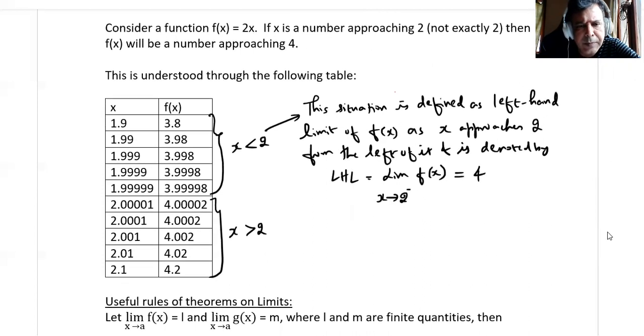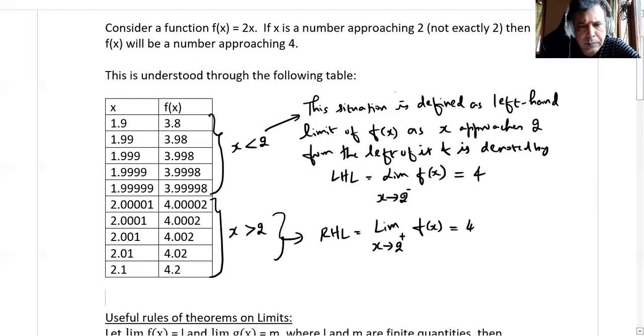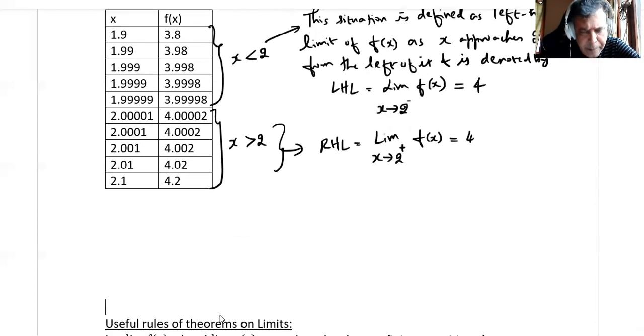Similarly, in this situation, we call it the right hand limit, and here the limit is written as x approaches 2 from the positive side, and that is also 4. So we can say limit x tends to 2 minus f of x is the same as limit x tends to 2 plus f of x, and both are equal to 4.